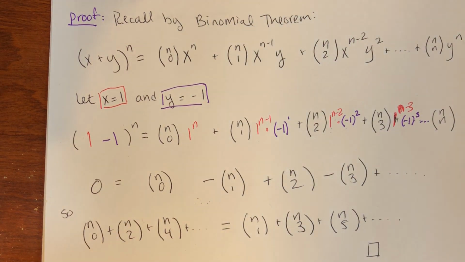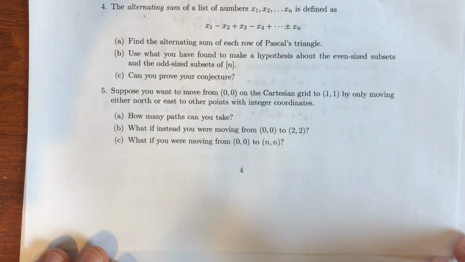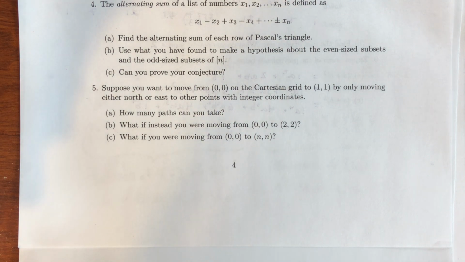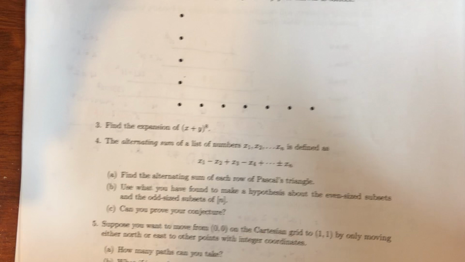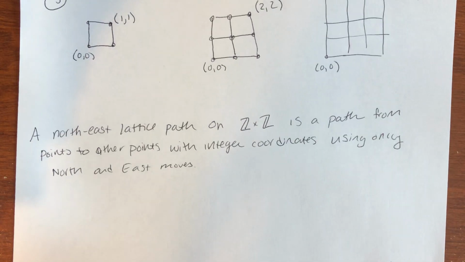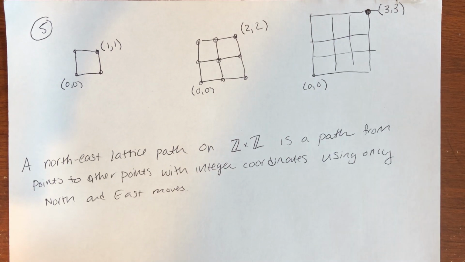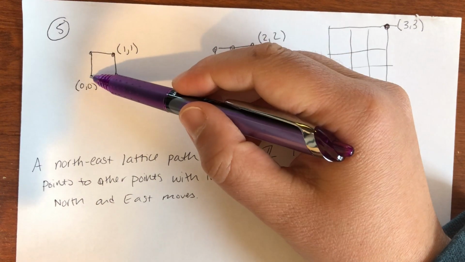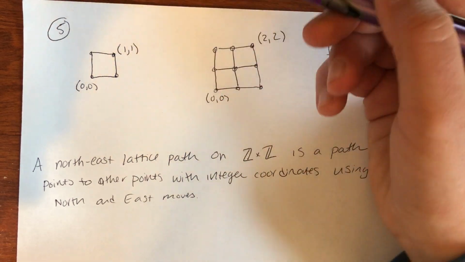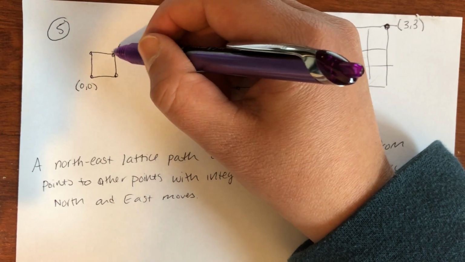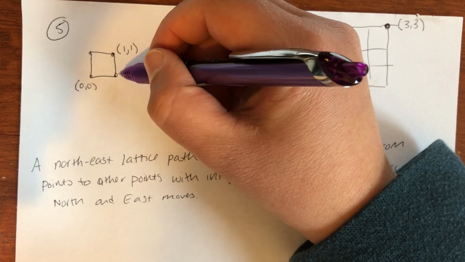Okay, but let's move on to our last exercise here, which has to do with what we call northeast lattice paths. It says, suppose you want to move from 0, 0 on the Cartesian grid to 1, 1 by moving only north or east to points with integer coordinates. We call such a path a lattice path, or in particular, a northeast lattice path. Essentially we're moving only to other points with integer coordinates, either going north or east.